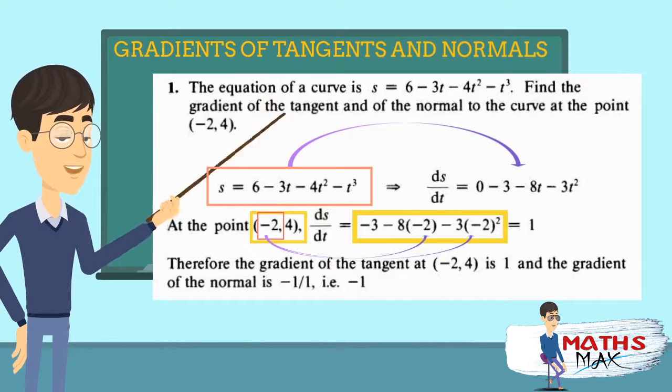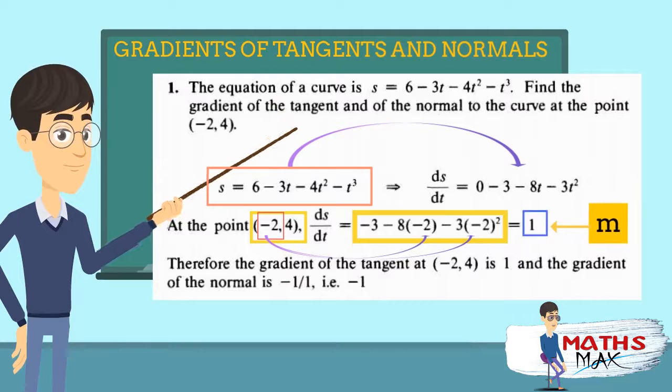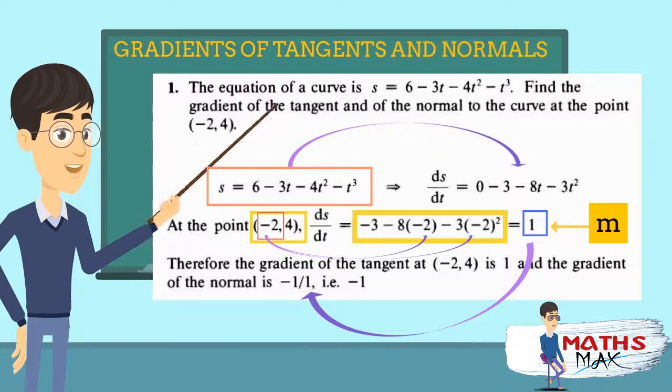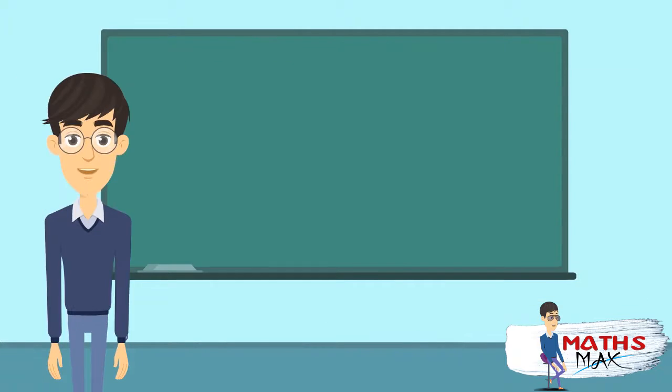Okay, now you know how to get the gradient of the tangent. This is the m value. Now, getting -1 over m, you can get the gradient of the normal at the given point. Let's look at another example.